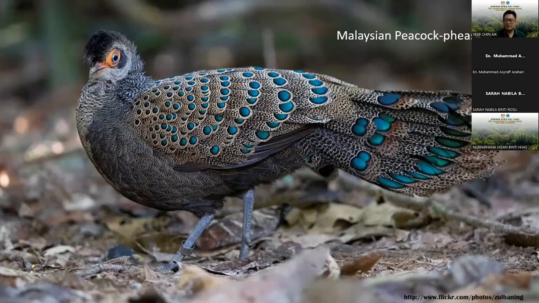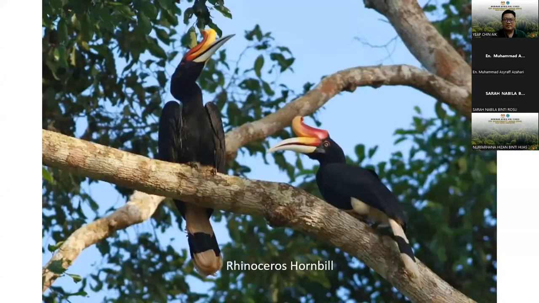So this is just an example of what is a globally threatened bird. This is the Malayan peacock pheasant. So taburannya sangat terhad di peninsula Malaysia. So it's globally threatened. Cantik punya ayam. This is one of the 10 hornbill species in Malaysia, rhinoceros hornbill.